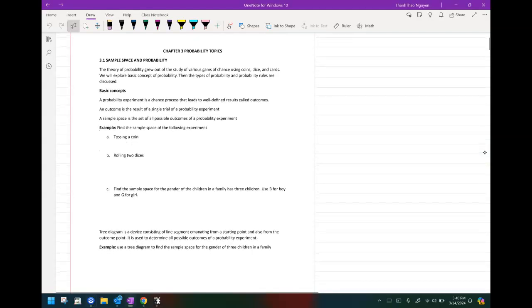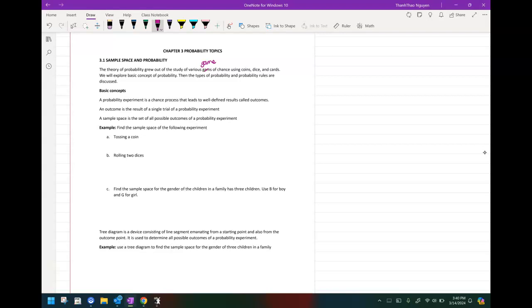Sample space and probability. The theory of probability grew out of the study of various games of chance using coins, dice, and cards. We will explore the basic concept of probability, then the types of probability and probability rules are discussed.